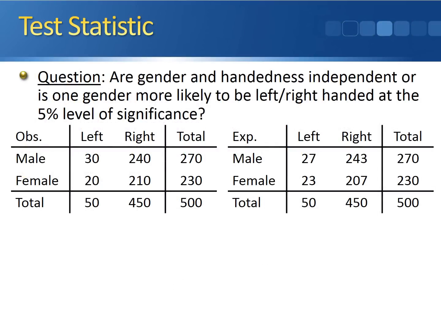So for our example of comparing gender and handedness, our test statistic is going to have 4 different terms. The first term is going to come from the people who are male and left-handed. We have 30 people from the survey who were actually male and left-handed. If gender and handedness are truly independent, we would have expected 27 of them to be male and left-handed. So in the numerator, we have 30 minus 27 squared divided by 27 in the denominator.